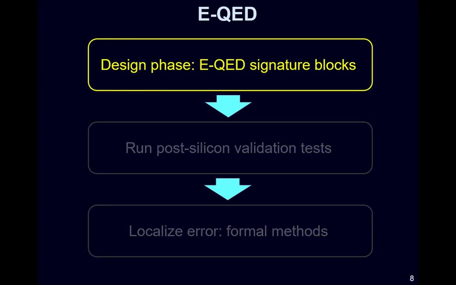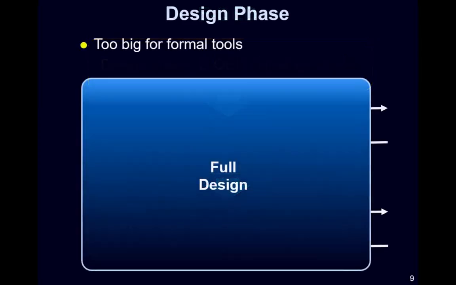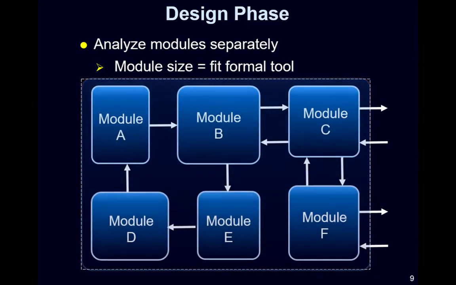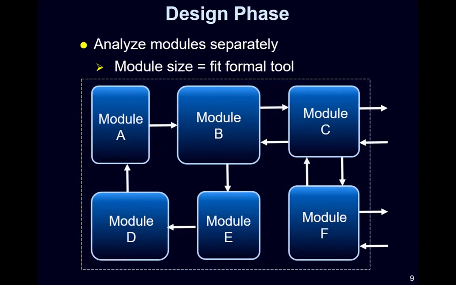Let's get into the design phase, the insertion of E-QED signature blocks into the design. I mentioned that the full design is often too big to fit inside a formal tool. But we have a very simple approach for breaking up the design into smaller modules, with the only criterion really being that the module has to fit within the formal tool. We go into this algorithm in more detail within our paper, but it's really simple.